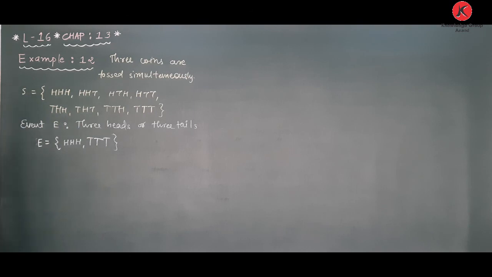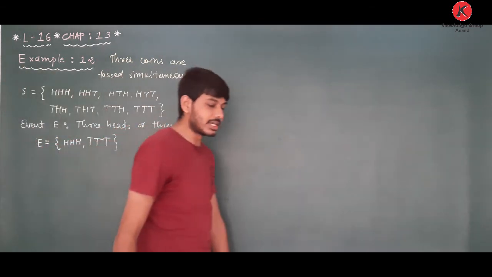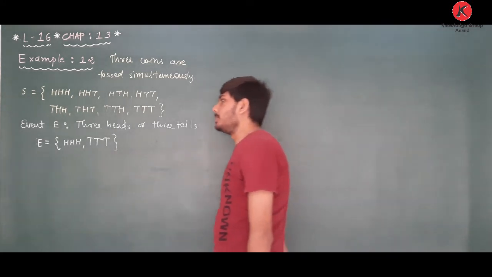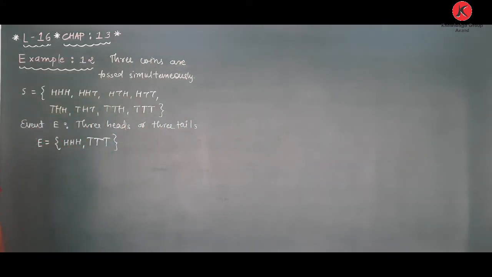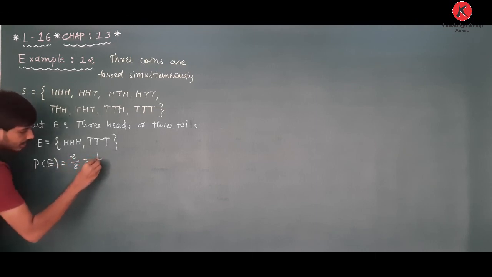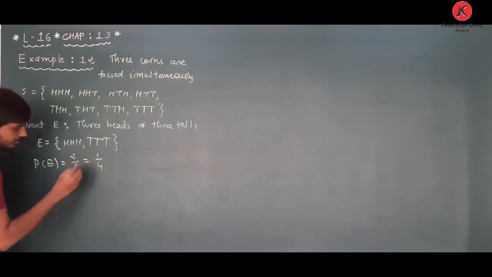Now we have to check whether the given events are independent or not. Therefore the probability of event E equals favorable outcomes 2 divided by 8. The answer is 1 by 4.